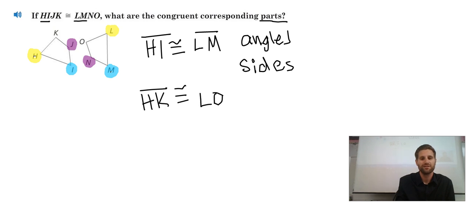LO. By the way, this is 4th period class. Very highly intelligent and very talkative. But yeah, we have HK and LO.